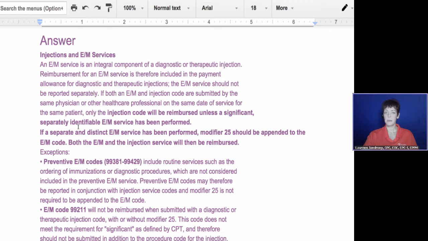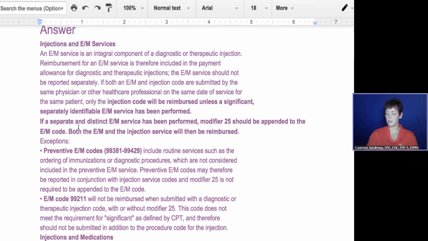Okay, so my little rhyme that I teach during my coding course or the Blitz is if you don't have a HEM, history, exam, medical decision making, you can't bill an E&M. So look at your source document. Do you see history clearly documented, an exam clearly documented, and medical decision making clearly documented, in addition to, in this case, an injection or infusion note? Then you can bill both. If you don't, and it's all just about the injection, then just bill the injection.